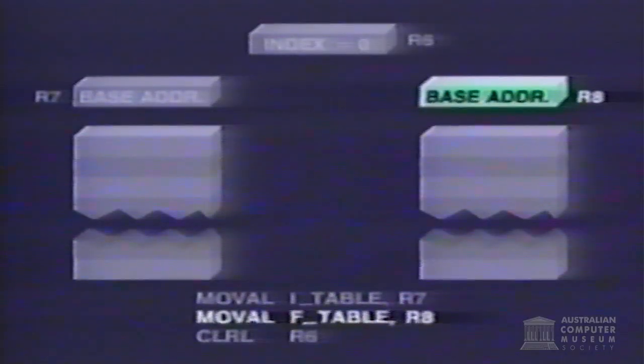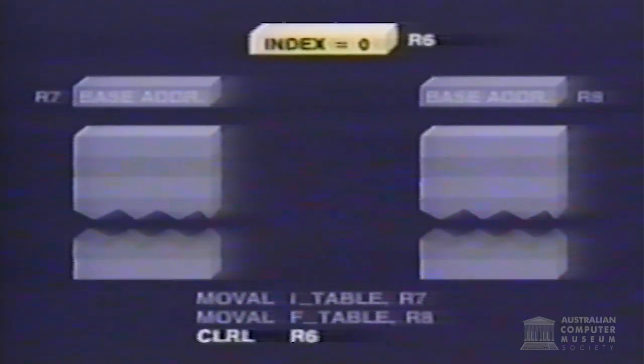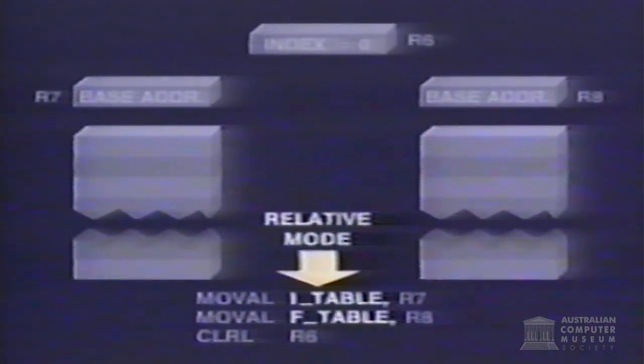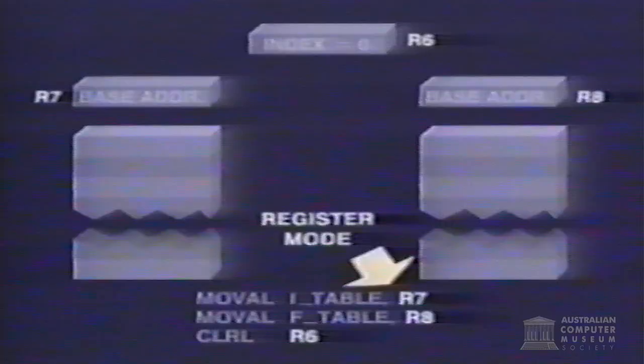We'll assume that we've defined our table variable somewhere. The third instruction, clear long word, clears register 6 so it's pointing to the first value in the integer table. Notice the addressing modes we're using. I-table and F-table are labels, so the mode in use here is relative mode. The labels tell the assembler to calculate offset values for these operands. R7, R8, and R6 refer to the contents of those registers, so the addressing mode is register mode.